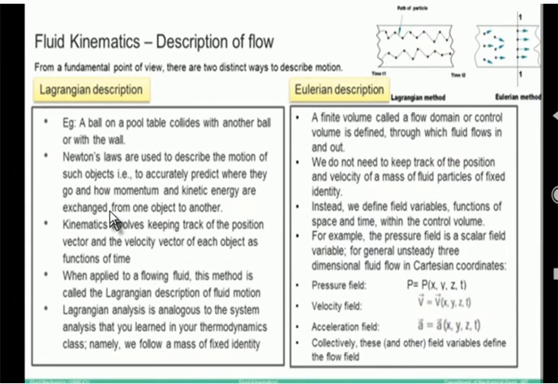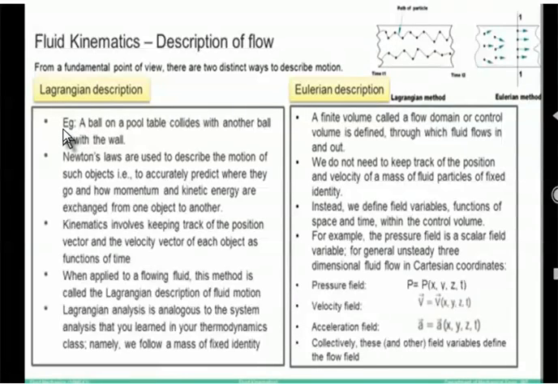In fluid kinematics, the description of the flow can be taken by two methods. Those are the Lagrangian description method and the Eulerian description method. We can describe the flow of fluid by these two methods. First we will study the Lagrangian description.